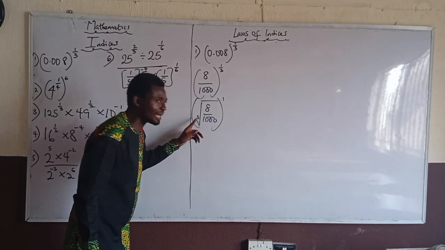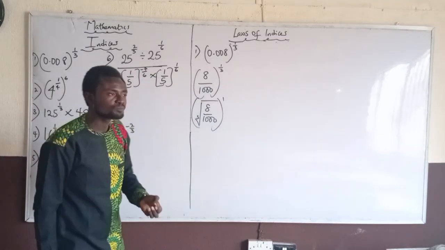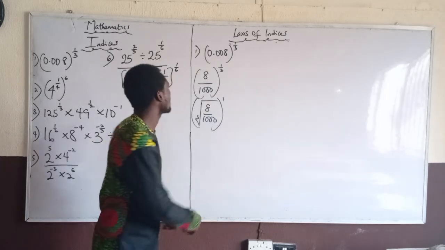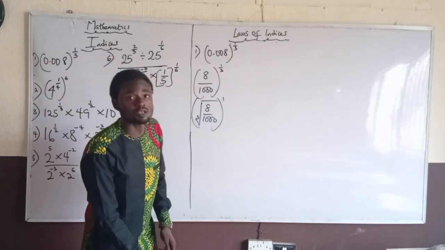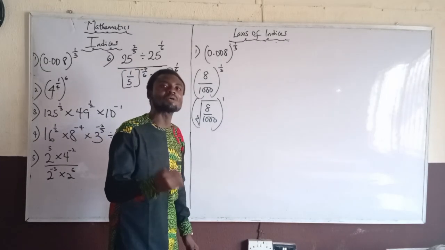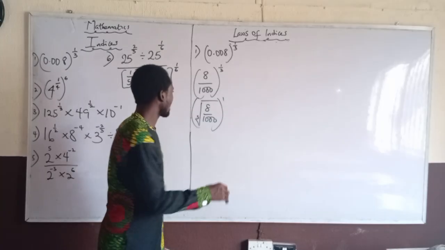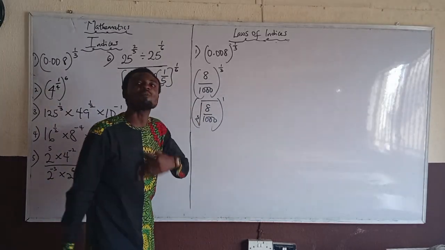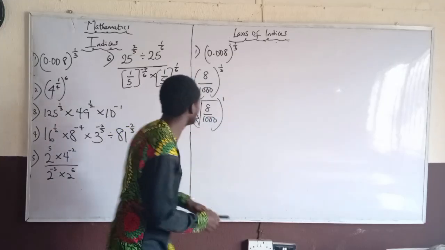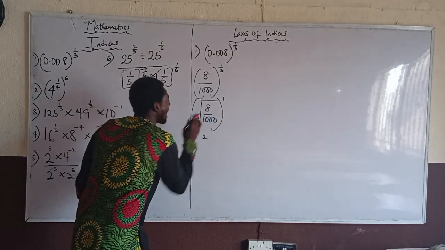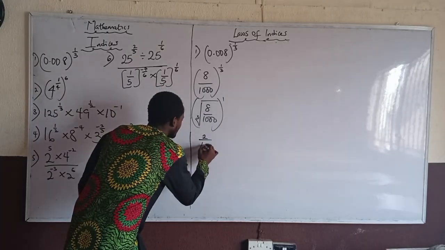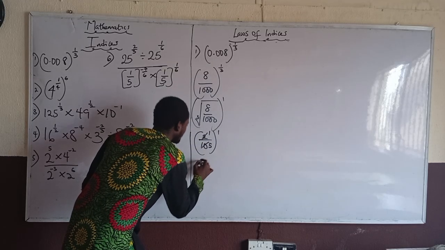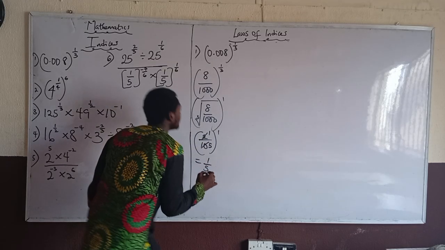Now this cube root means that I need a number such that when I multiply the number by itself 3 times, I will get 8. And I also need a number such that when I multiply by itself 3 times, I will get 1000. Now, which number will I multiply by itself 3 times that will give me 8? That is 2. And for 1000, that is 10 raised to power 1. Yes, 2 here 1, 2 here 5. This is 1 over 5.